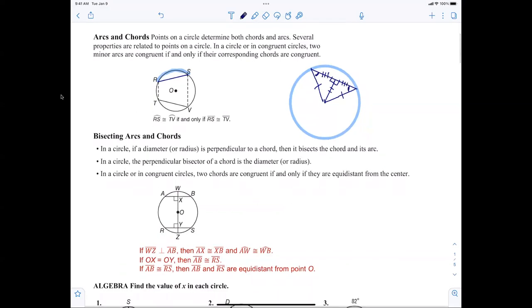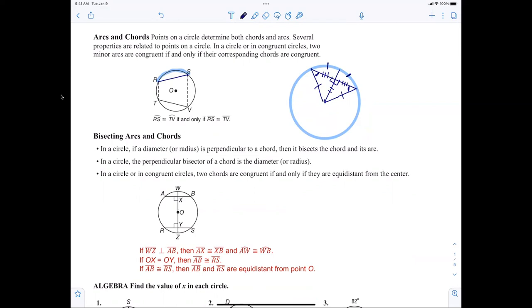So again, remember I told you this chapter is just a bunch of rules. You have to remember all the rules. I don't really think it's necessary to try to remember all the rules because we can just prove them quickly if you are ever unsure about a rule. So if in a circle, a diameter or a radius is perpendicular to the chord, then it bisects the chord and its arc. And if we extend this out, that's what they're trying to tell you. This arc is equal to this arc.